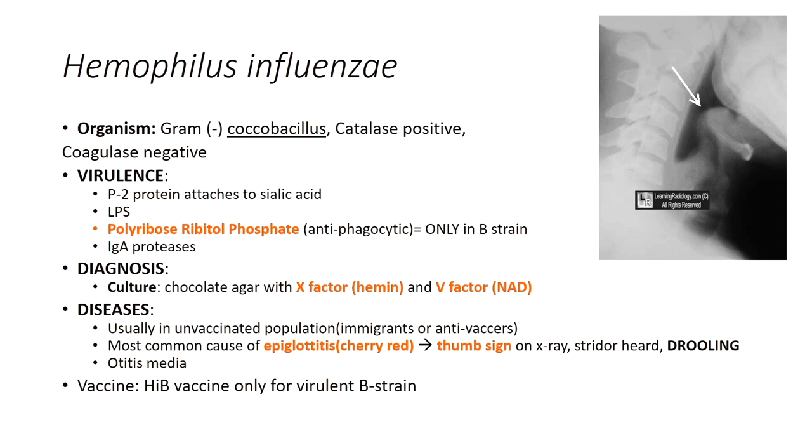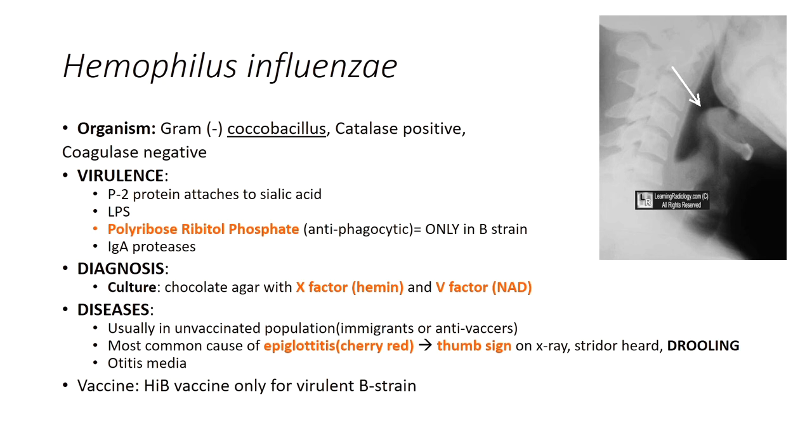Culture for this guy: this one wants to grow on specific culture, and this is going to be your chocolate agar. Now, a few things grow on chocolate agar, but this one is very specific because it has to have two factors in order to grow. These two factors are factor 10, also known as hematin, but it's hemin. Hematin and hemin are synonymous terms. This is factor 10, so I just remember hematin.